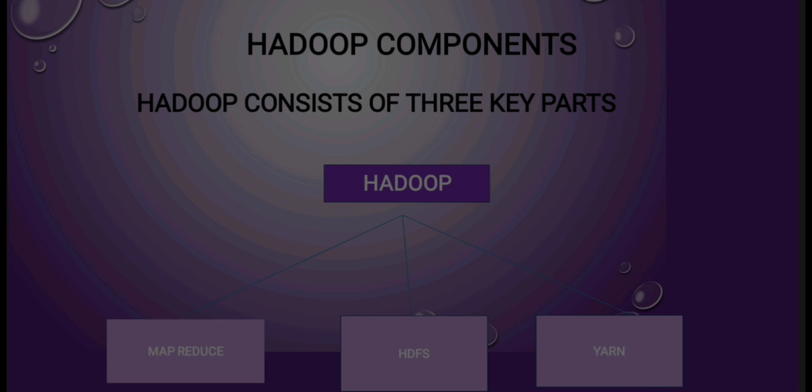MapReduce. The Hadoop MapReduce is the processing unit. Hadoop HDFS, Hadoop Distributed File System, is the storage unit, and Hadoop YARN, Yet Another Resource Negotiator, is a resource management unit.